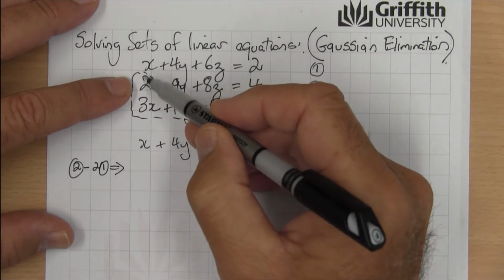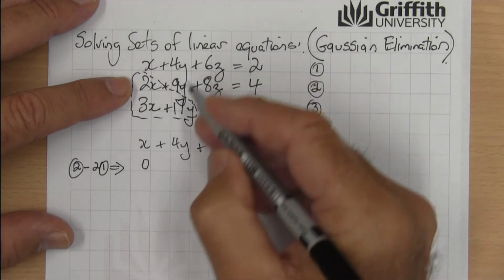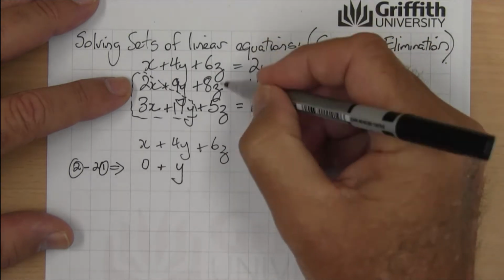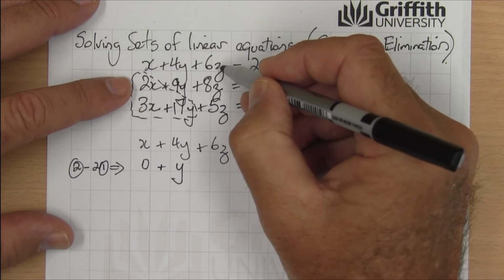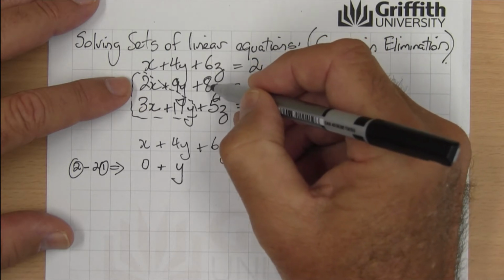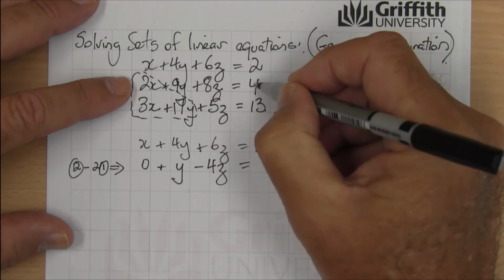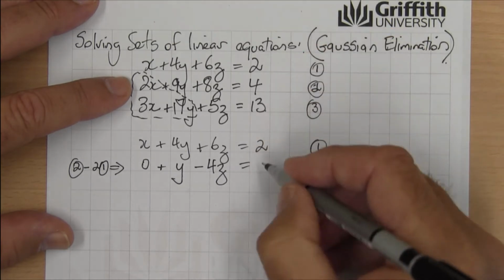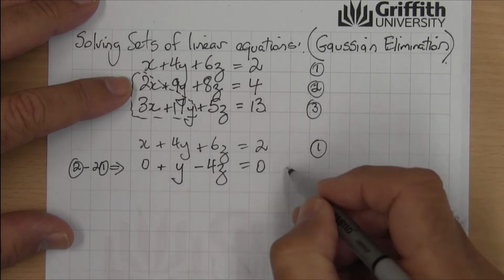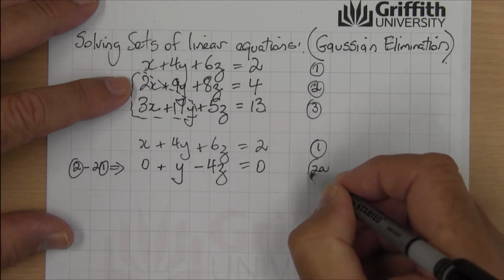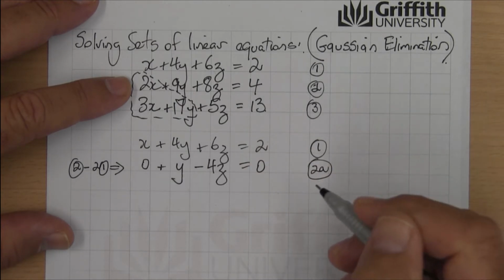So that'll be 2x, away from that will be 0. And then you've got 9y minus 2 lots of that will be just y. And then you've got 8z minus 2 lots of that. So 2 lots of that will be 12z. And 8z minus 12z will be minus 4z equals, and then this will be 8 minus 2 lots of that, which will be 0. Now, because we have altered this, we'll call that 2a. We haven't altered equation 1, so we just call it equation 1.